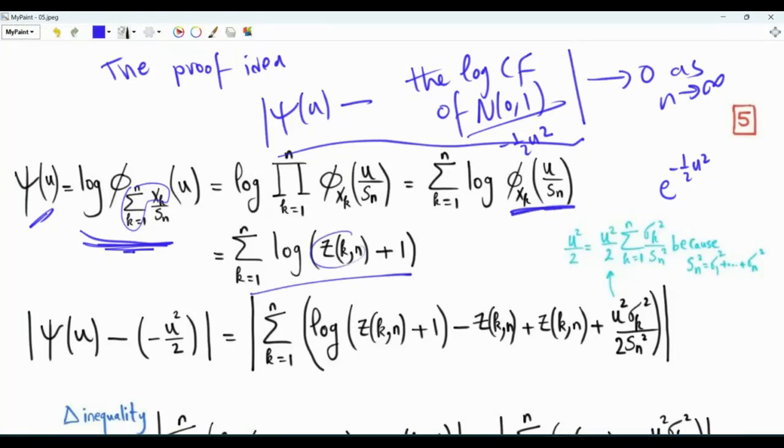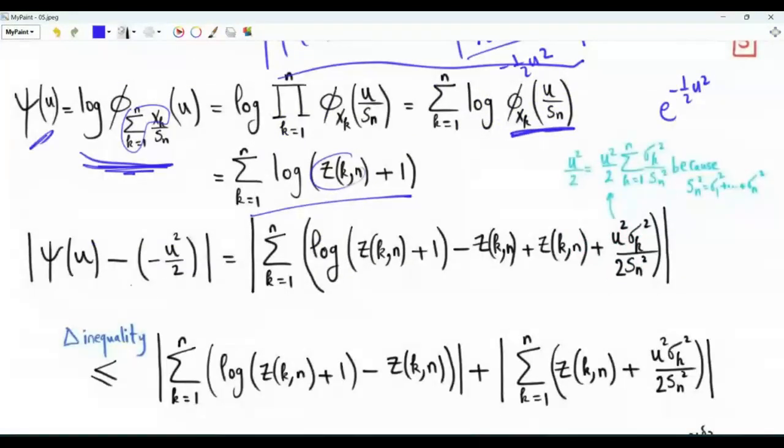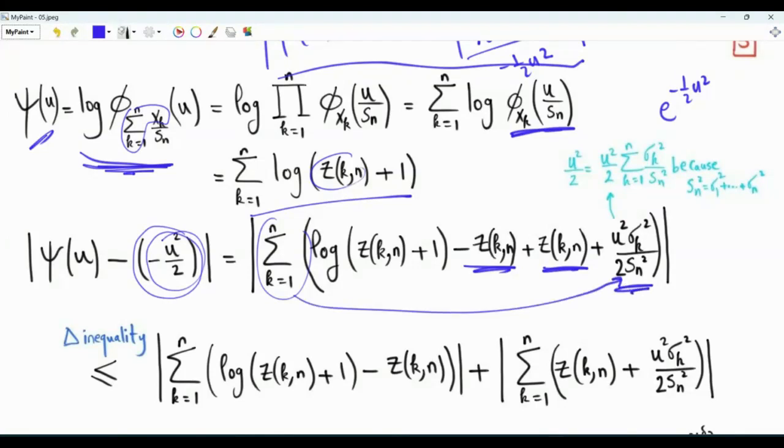So this is the characteristic function of xk of u over Sn minus 1. And what we do is we subtract and add z of k comma n. And also we take the log CF of a standard Gaussian and join it in the summation, k from 1 to n. And the idea is that if we apply this sum to this quantity here, in the numerator, we have the sum of the variances. And this is exactly Sn squared in the denominator. And so applying the sum to this term, we get the u squared over 2 term that we have here.